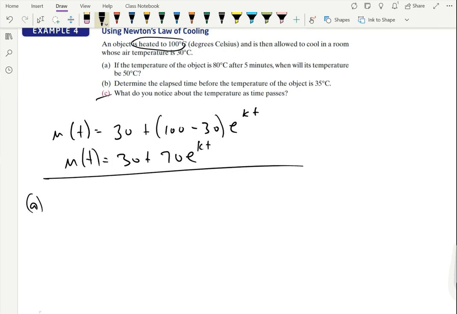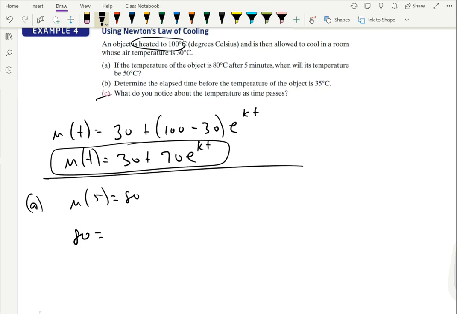If the temperature of the object is 80 degrees after 5 minutes, when will its temperature be 50 degrees? So what do we know here? We know the temperature is 80 degrees after 5 minutes, so U of 5 is going to be 80. If I plug this into our formula, U of 5 is 80, so 80 equals this idea when t is replaced by 5. So it's going to be 30 plus 70 e to the 5t.